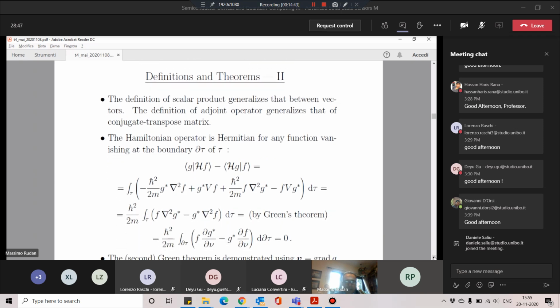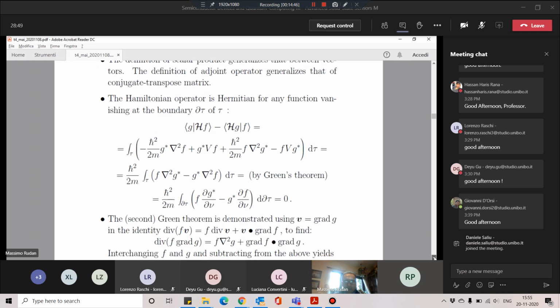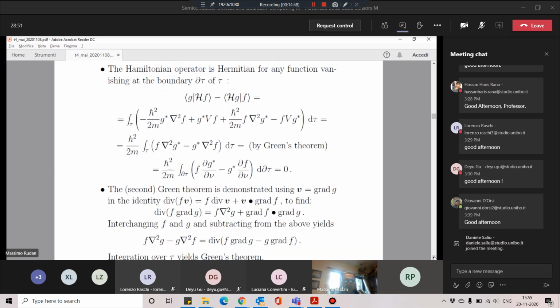Let's check whether the Hamiltonian is Hermitian. So in order to check whether it is so, first of all, we select the Hamiltonian that we have considered so far. So we take the Hamiltonian of a conservative case that is in the form minus h bar squared over 2m Laplacian plus the potential energy V.